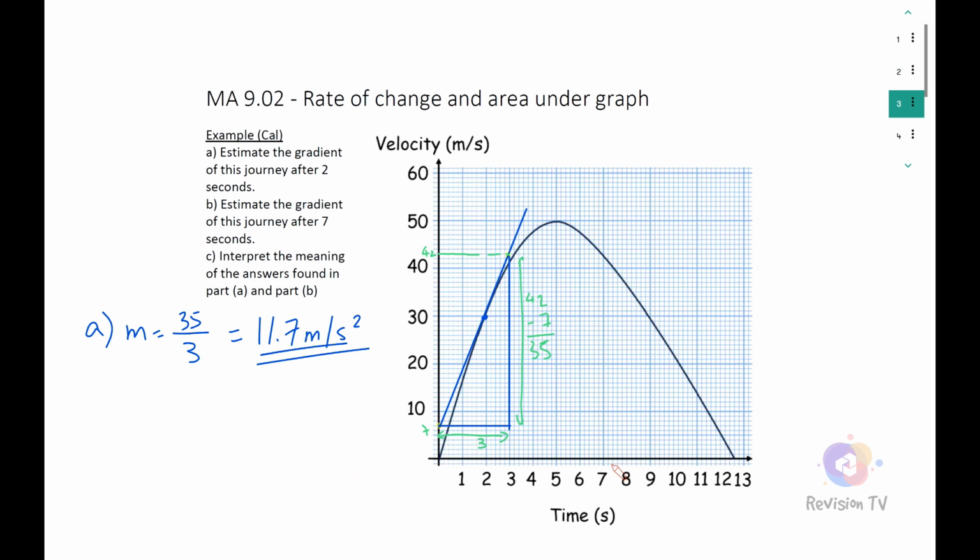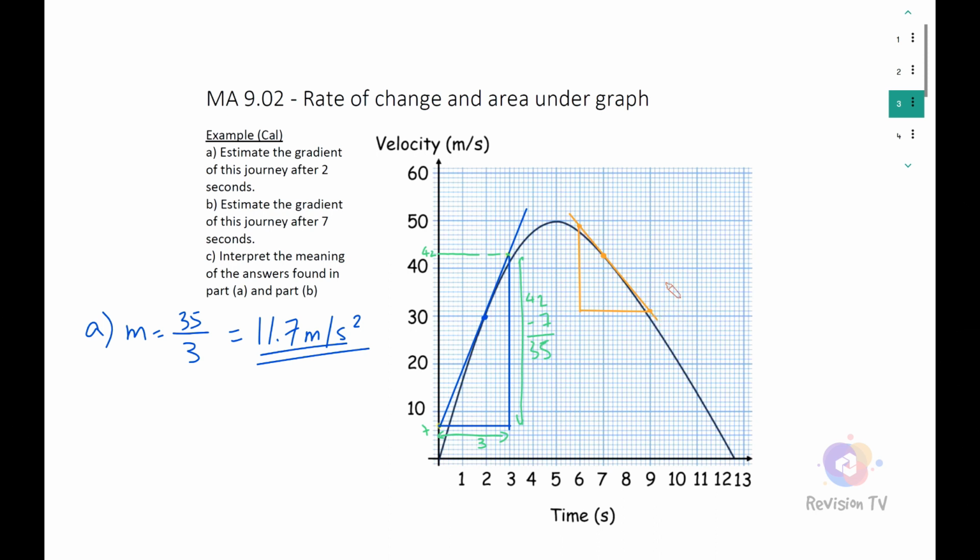So this time on 7 seconds, go up and you draw a tangent around that point here. So here's my tangent. It doesn't matter if your tangent is longer or shorter, as long as it's long enough to make a right angle triangle, and that should be fine. Next, you're going to pick 2 points on the line to make a right angle triangle. So I've picked my 2 points in here.